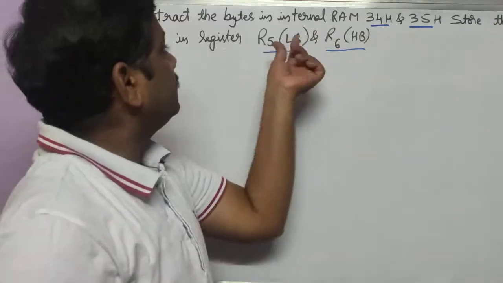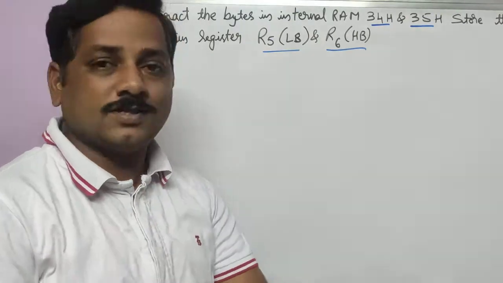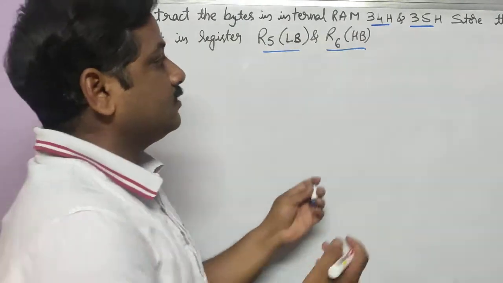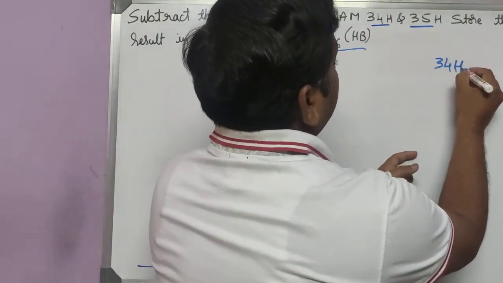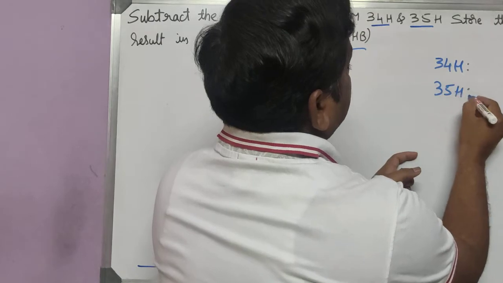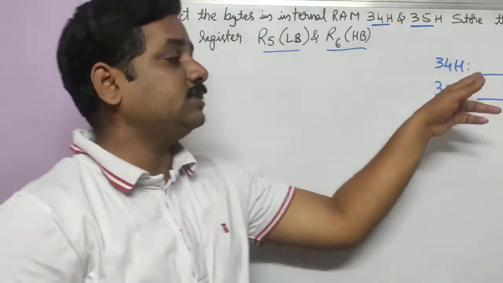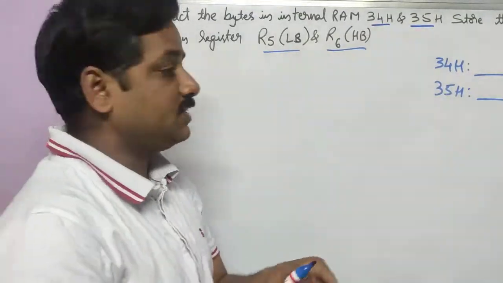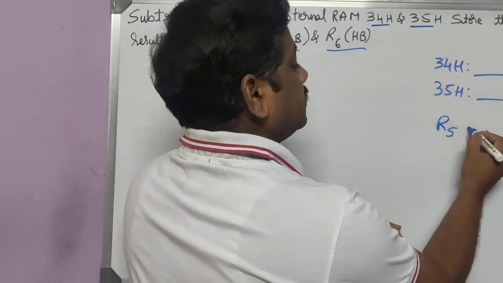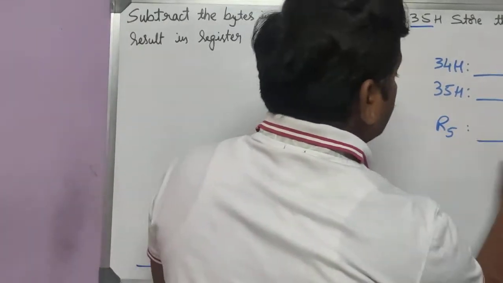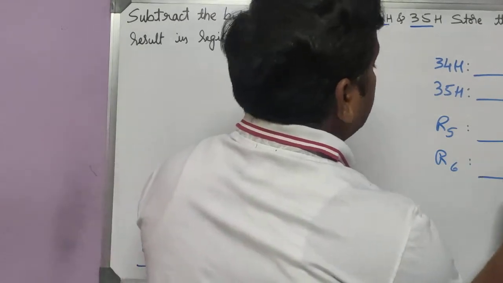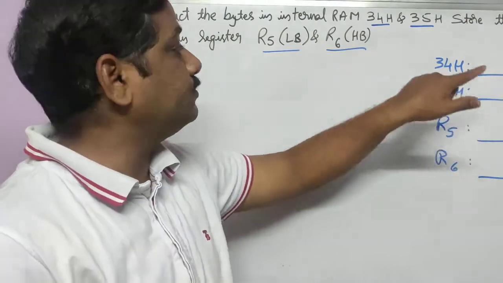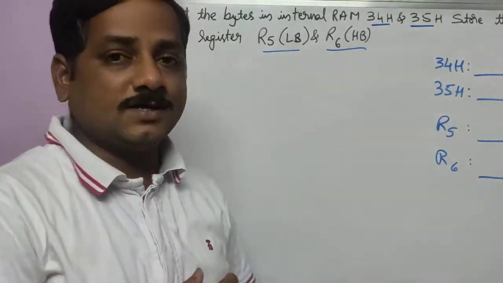Now the question says that there are two data which you need to subtract. And where do we have the data? The data is at 34H and 35H. So say this is 34H in the internal memory, and this is 35H. Here I should enter two inputs, and those two have to be subtracted. The result has to be stored at R5, that is in the register bank. In the main registers you can check R5. There I should get the lower byte, and in R6 I should get the higher byte. So first at 34H we need to give some data, and at 35H we need to give another data.